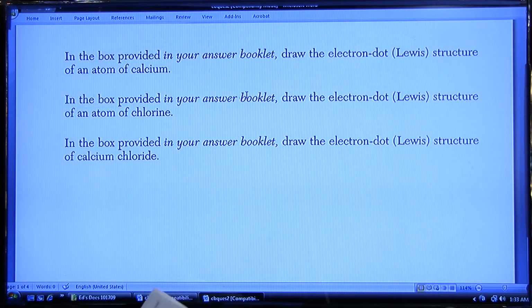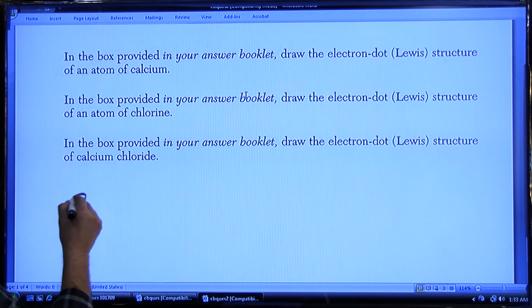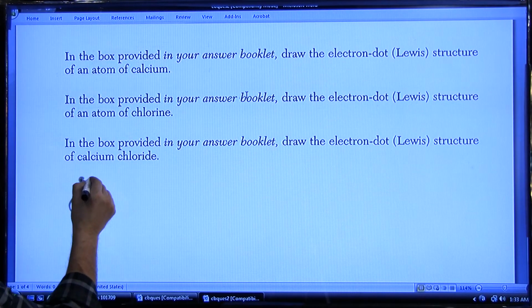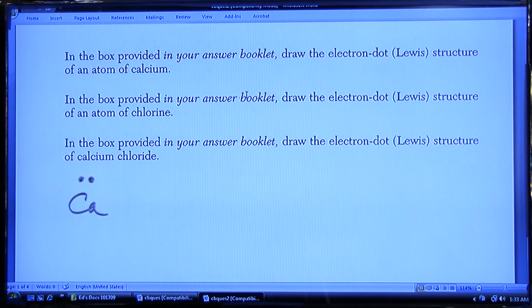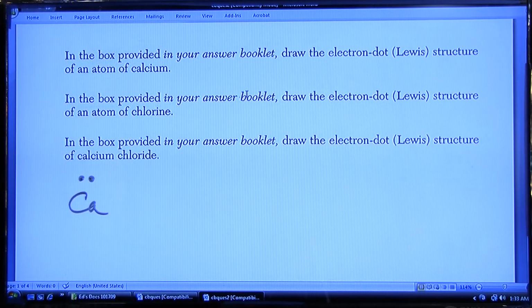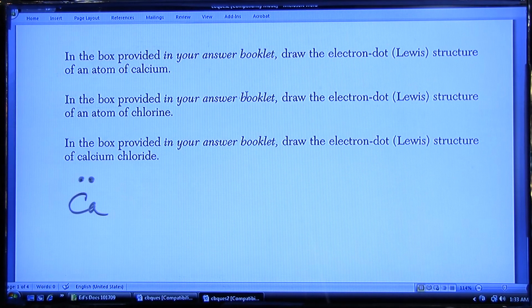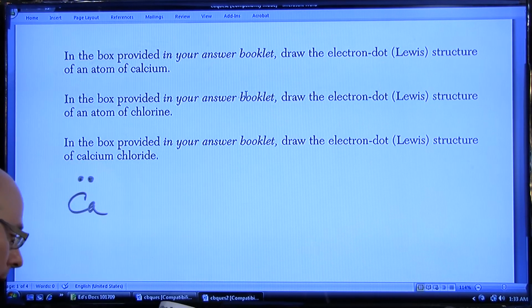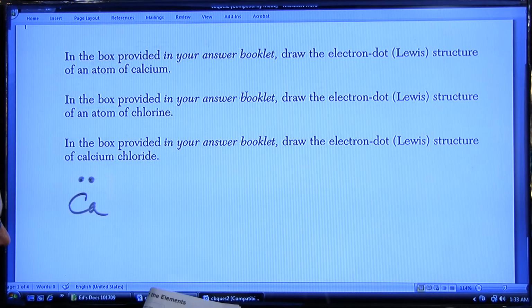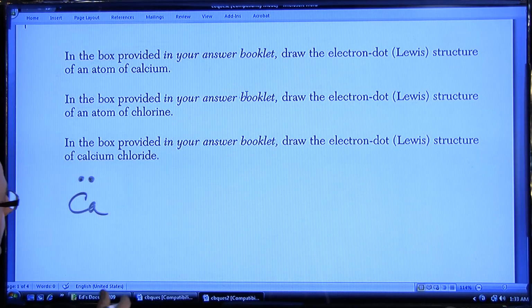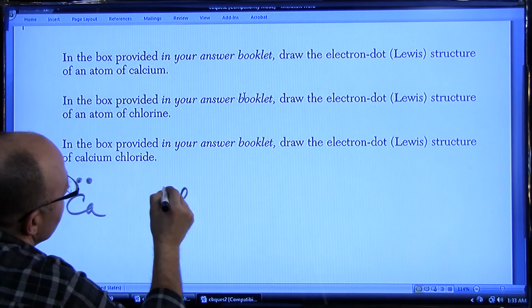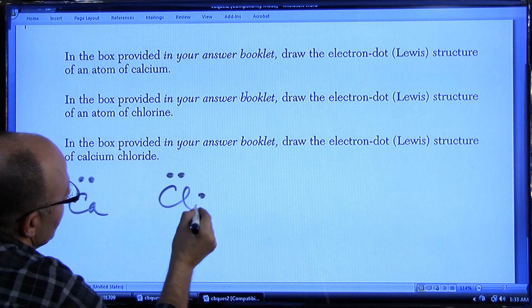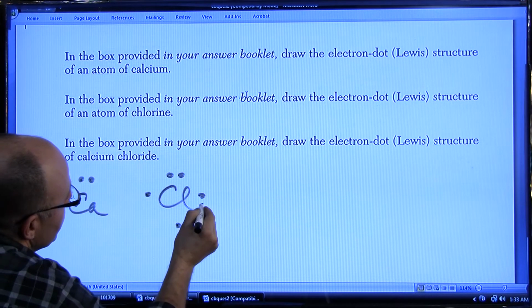So how many dots? Calcium would be Ca, 2 dots together. Start with the first 2 together. Next, in the box provided in your answer booklet, draw the electron dot or Lewis structure of a chlorine atom. Okay, so look at chlorine. The symbol would be Cl. Valence electrons, configuration 2, 8, 7, so you need 7 dots. So chlorine, 1, 2, 3, 4, 5, 6, 7.